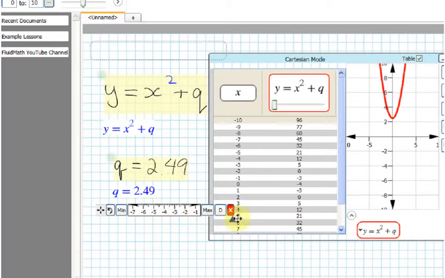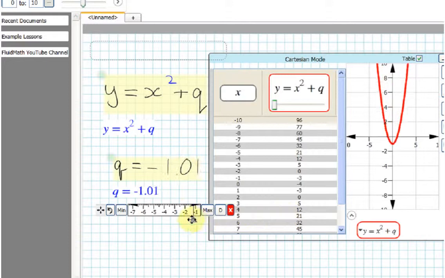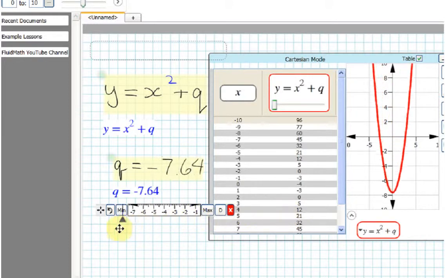Okay? What happens if I go to the left? So look at my Q value. As the Q value changes, right? It changes your number for you.